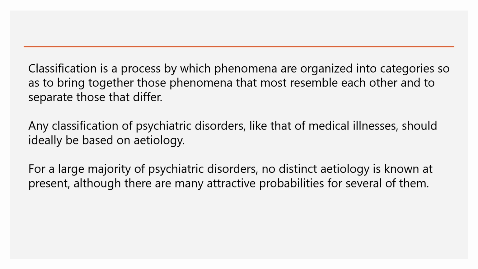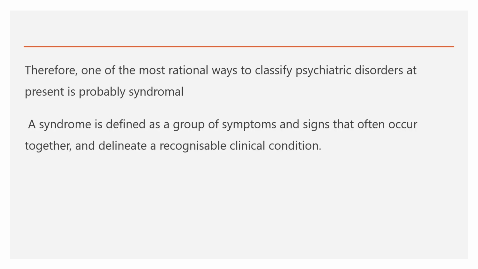And any classification of psychiatric disorders, just like any medical disorders, should be based on etiology ideally. But for a large majority of psychiatric disorders, there is no distinct etiology. Especially in the previous years, we didn't know the cause. So then again, classification was a challenge, and of course, then there were a lot of probabilities also. Like, what can we base the classification on? Therefore, the most rational way to classify was syndromal. Syndrome means a collection of symptoms. So, based on the symptoms and based on the syndrome, we then classified the psychiatric illness.